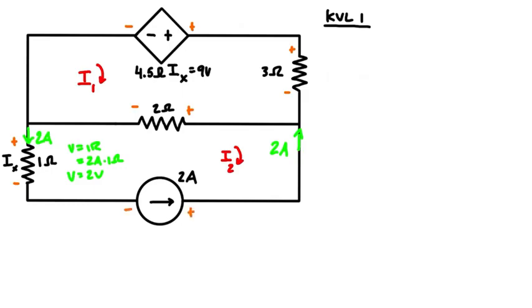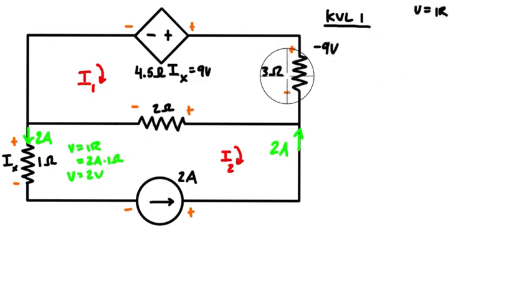Okay, so when we write KVL, we're basically just going to sum up the voltage drops as we go around. So let's just start here and go around the loop and come back to this node. So when we enter in the dependent power source, it's going to be negative 9 volts. And then because we have the expression for Ohm's law, V equals IR, we can just apply what we know for the current and the resistance in place of the voltage.